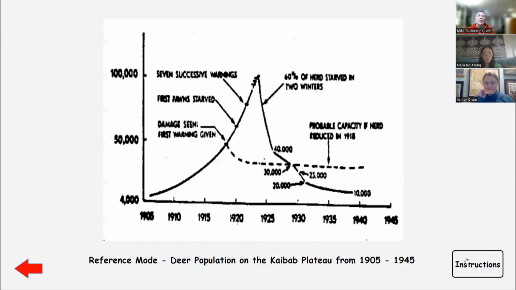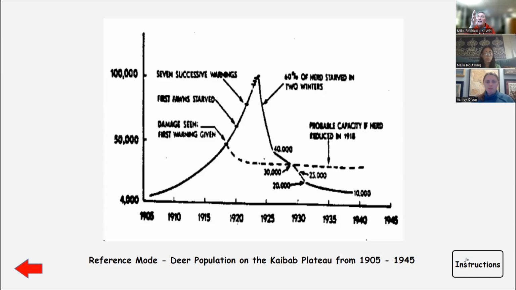So in Cormundy's book, he presents this graph, okay? And so, of course, system dynamicists have seen this and said, we have a reference mode, a picture that kind of tells the story that I just described to you, or, Cormundy described to you, right? So you have clearly exponential growth, right? And you have the first damage seen, the first warning given around 1918 or something. The first fawn starved, 7 successive warnings.